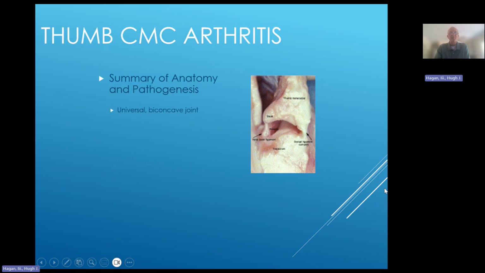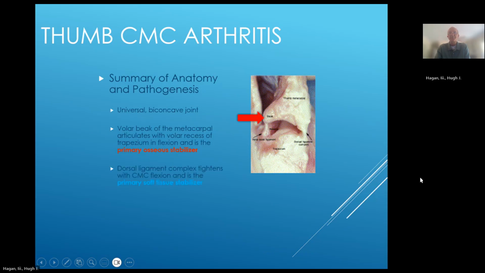So, summary of anatomy and pathogenesis. The CMC joint of the thumb is a universal biconcave joint. The volar beak of the metacarpal articulates with the volar recess of the trapezium in flexion and is the primary osseous stabilizer of the CMC joint. The dorsal ligamentous complex tightens with CMC flexion and is the primary soft tissue stabilizer of the CMC joint.